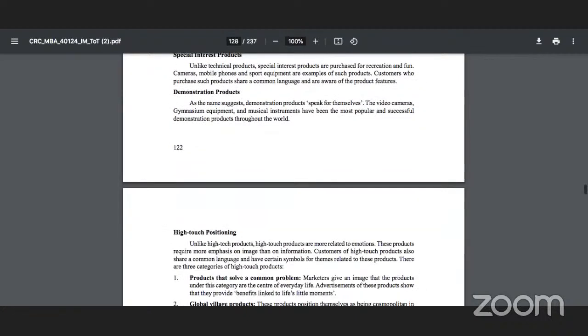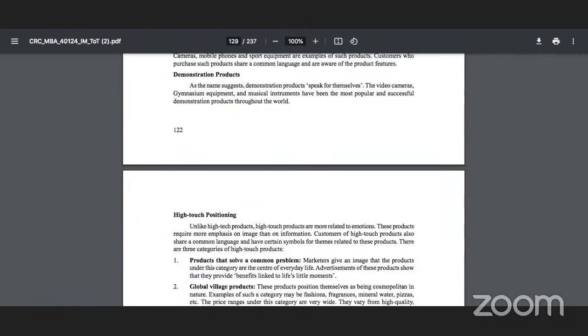Then demonstration products. Here we are talking in terms of products which speak for themselves. For example, video cameras. At one point in time, if you talked in terms of video cameras, you only talked in terms of Sony or cameras.